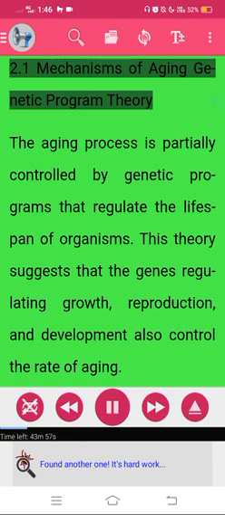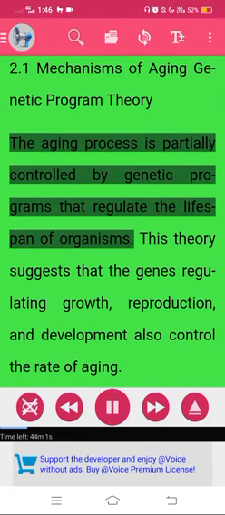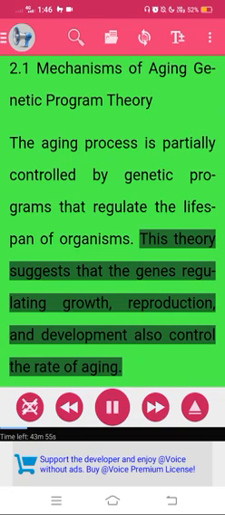2.1 Mechanisms of aging. Genetic program theory. The aging process is partially controlled by genetic programs that regulate the lifespan of organisms. This theory suggests that the genes regulating growth, reproduction, and development also control the rate of aging.